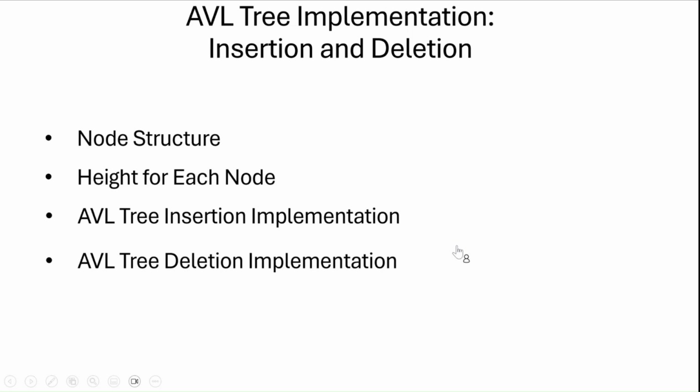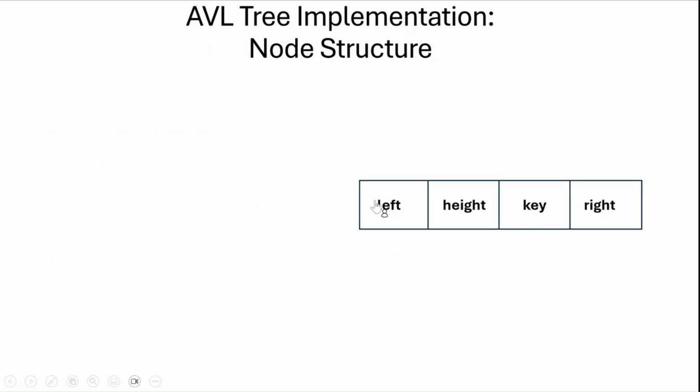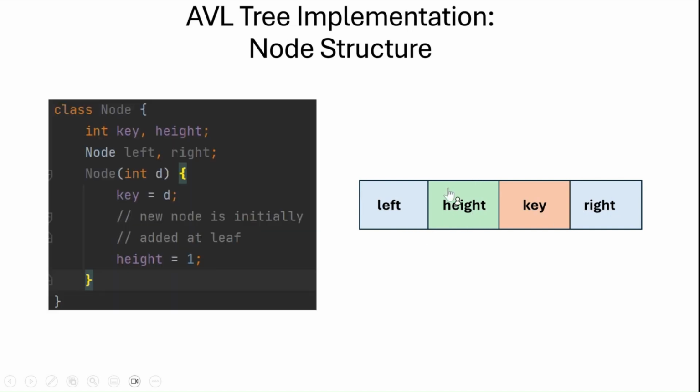So let's start. Generally, the node structure has left and right pointers, which point to the left and right child of the node, and it contains the key, which represents the data in the node. But for the AVL tree implementation, we'll add one more property, which is height, which represents the height of that node. So our node class will have one more property called height, and a new node, when initially added, will have height 1 as a default value.